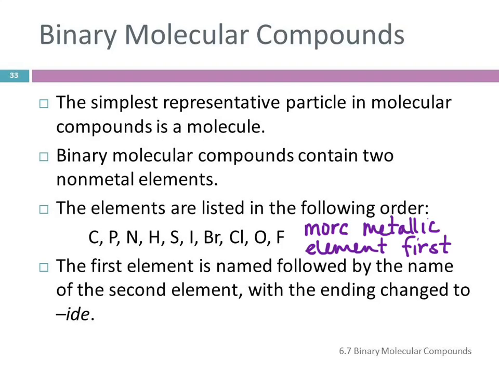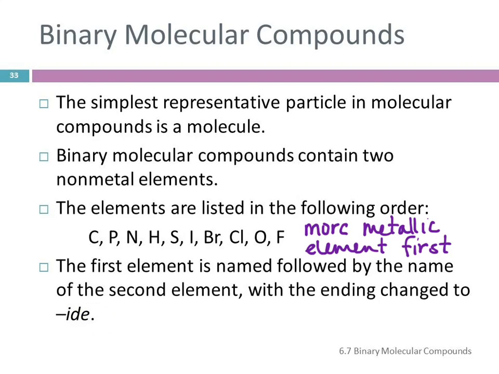When we name binary molecular compounds, they have two elements. They also have two words in their name. You name the first element first, you name the second element second. The second element acts like an ion in some ways in that it changes its name to "ide," just like the nonmetal anions did. It is not an ion.